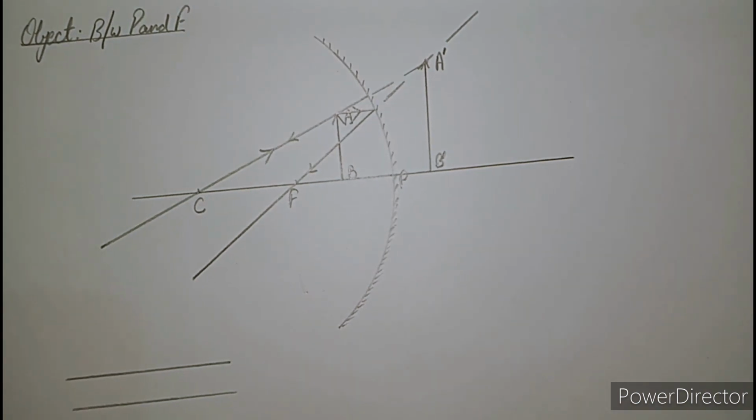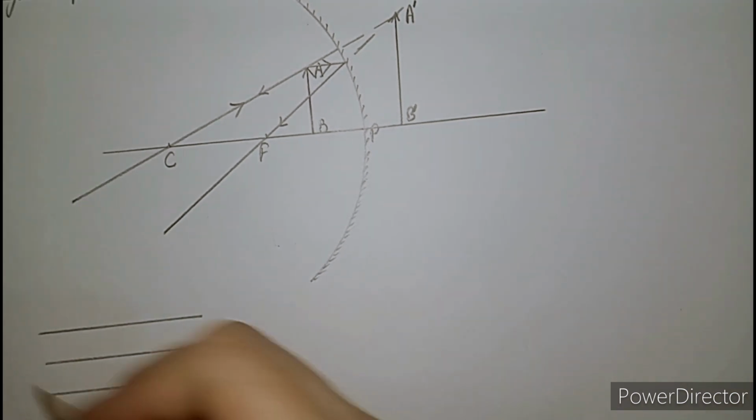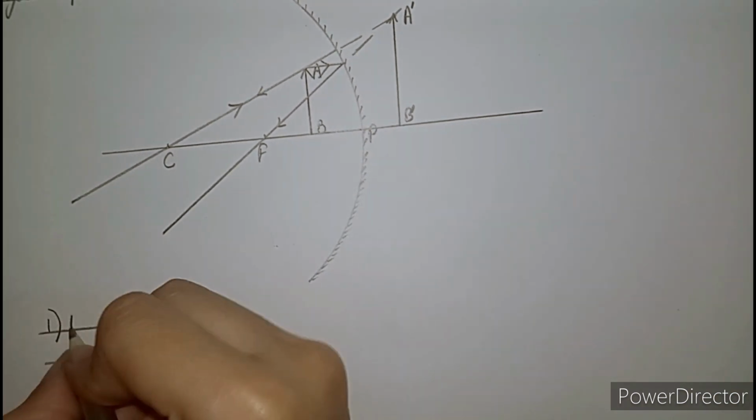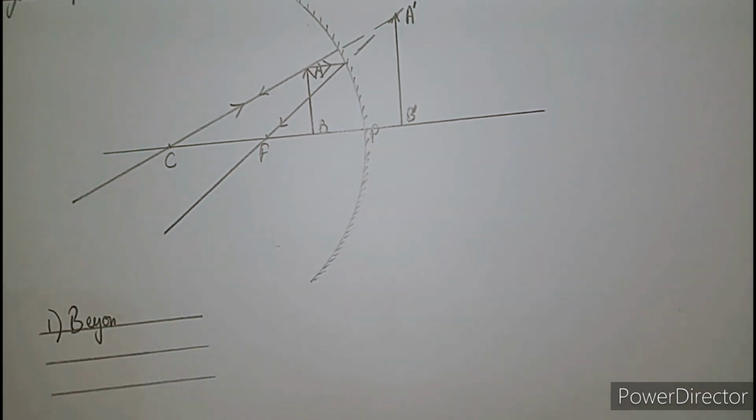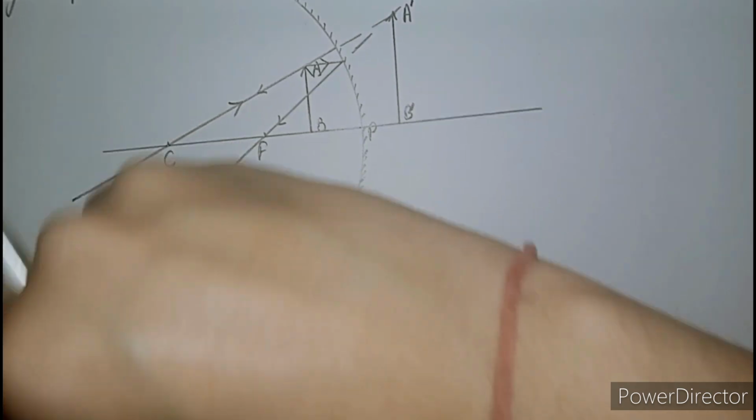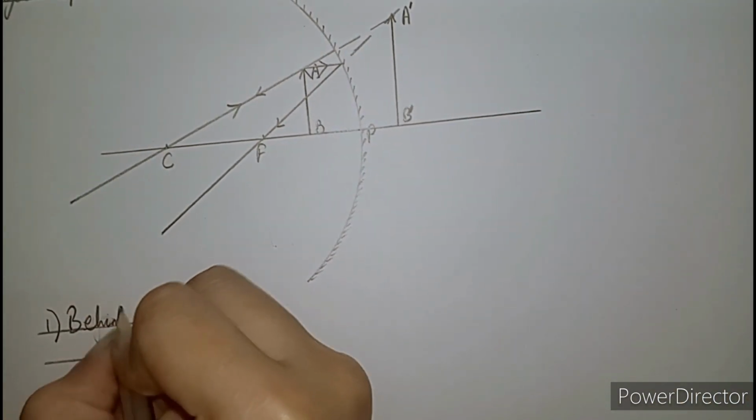So when the rays appear to meet and actually do not meet, we call it a virtual image. What do we call it? Virtual image. We could notice three characteristics. First, the image will be formed behind the mirror.